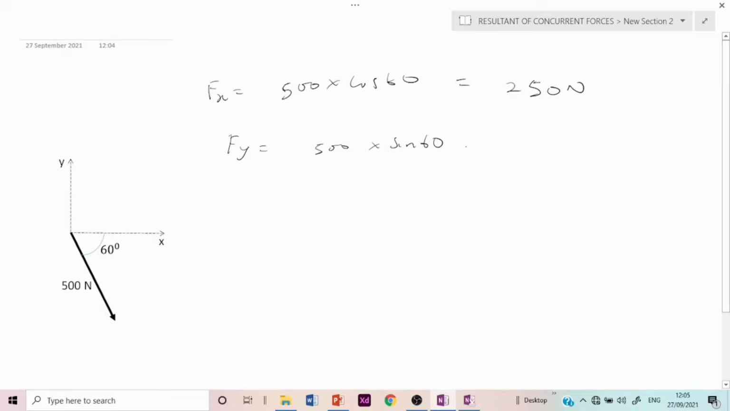433.01 newtons. Noting that because Fy is pointing downwards, the component of the force when resolved in the y-axis is pointing downwards, while the x component is pointing in the same direction as the x-axis, we can say that this is negative and this is positive. These are the different components of the force, such that we can write our force to be equal to 250 i minus 433.01 j, and all this is in newtons.